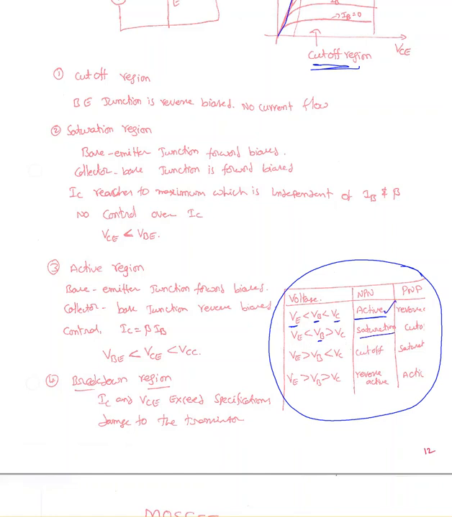So active mode, it amplifies the signal. Saturation mode acts like a closed switch. Cutoff mode acts like an open switch. Okay, if VE is greater than VB and VB is greater than VC, that's a reverse active mode. Usually we don't operate the transistor in this mode. We operate the transistor in these three modes.